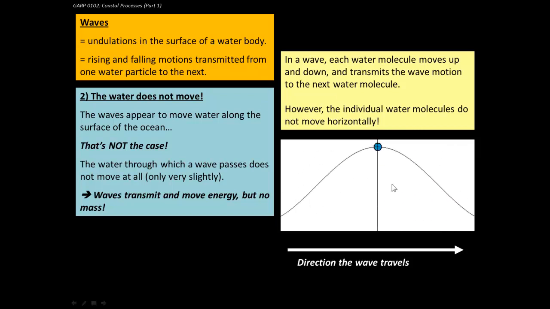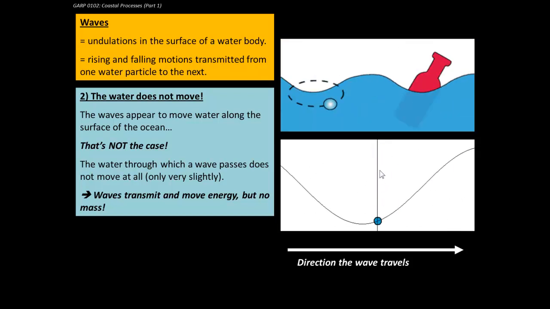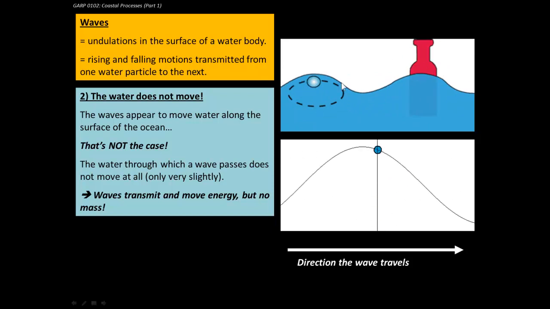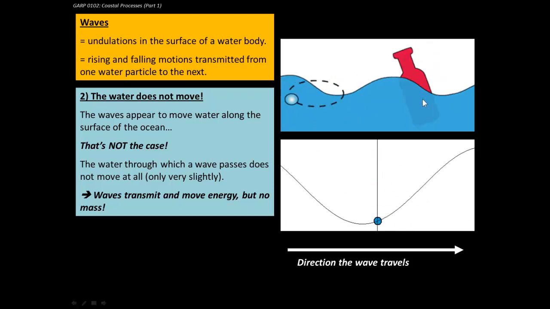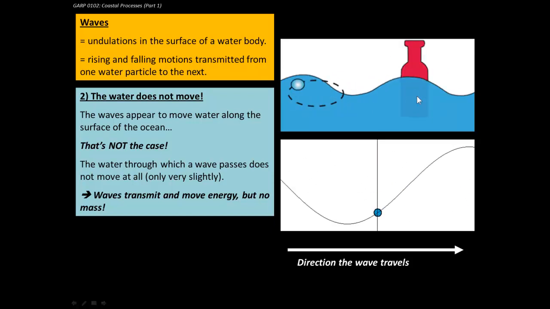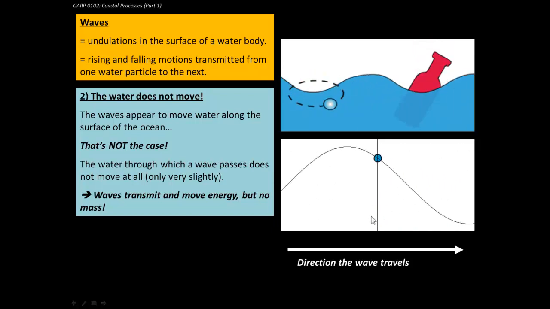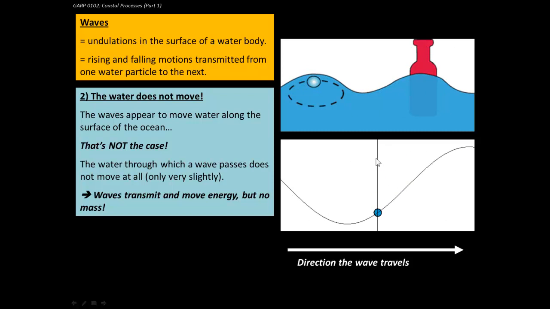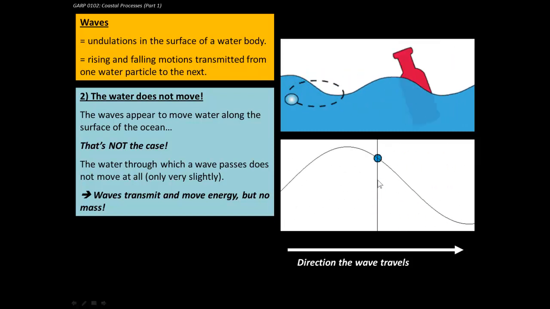So, as each water molecule moves up and down as the wave travels by, that motion is transferred to the next one, to the next one, to the next one. But each individual water molecule does not actually move horizontally. Let's look at another example here. So here might be a wiffle ball, and here might be a bottle. And as the wave travels by, in this case from left to right, the water molecule goes up and down, the wiffle ball goes up and down, but it doesn't come to shore.